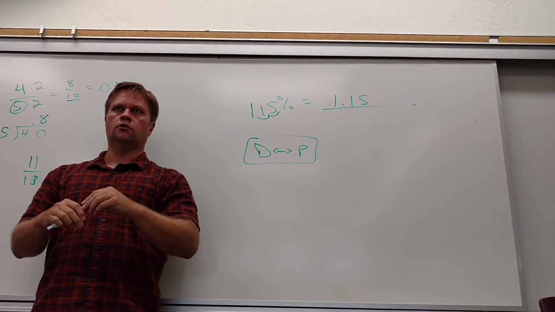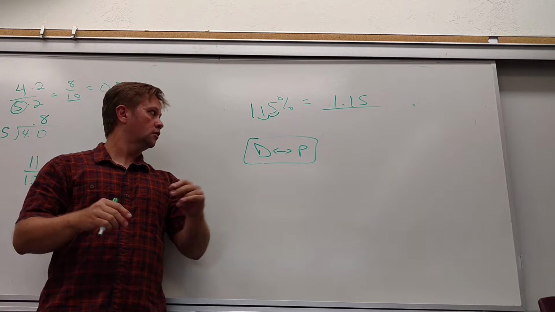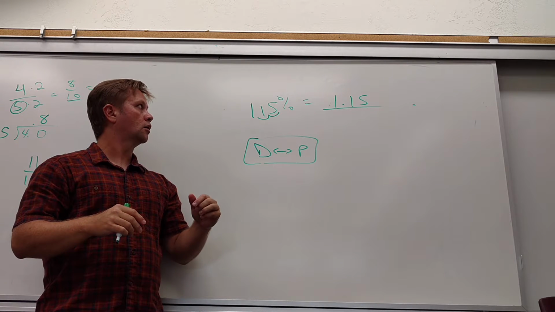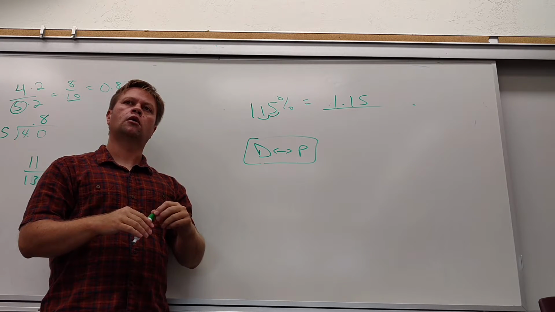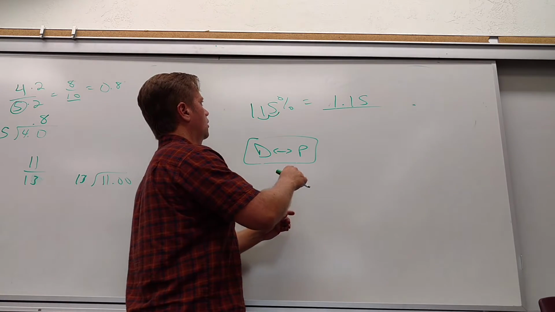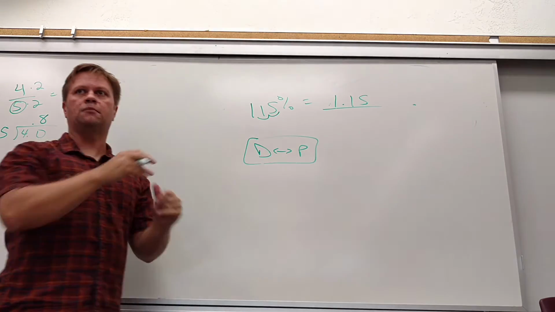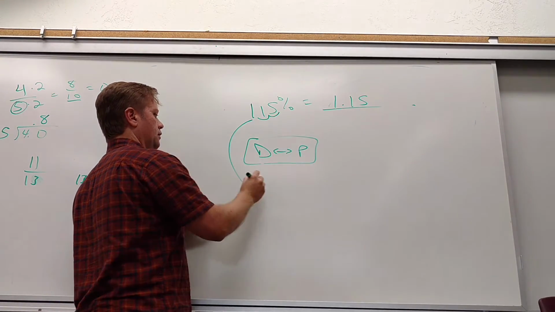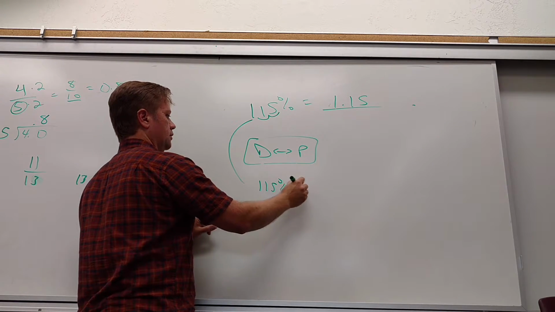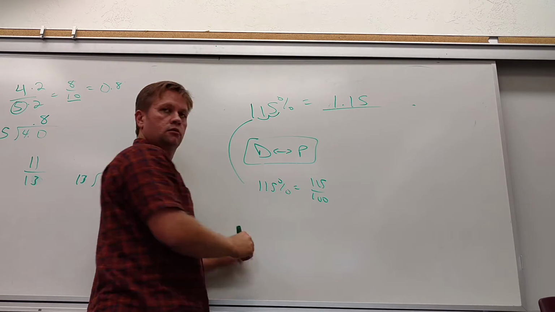Well, you got that overline right there. Say again? When you moved it over and changed it from a percentage to a decimal, you put it over 100, right? Well, that's sort of the step that I'm not showing because I don't need to. But if you want to see it, yes, 115% is 115 over 100.